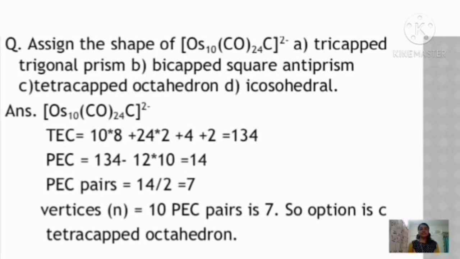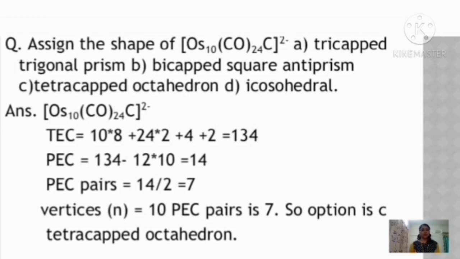So coming to the next question, assign the structure of Os10(CO)24C 2-. Options given: A is tricapped trigonal prism, B is bicapped square antiprism, C is tetracapped octahedron, and D is icosahedron. In this compound, osmium belongs to the iron family. So osmium has 8 valence electrons, as the iron family has 8 valence electrons in the outermost shell.